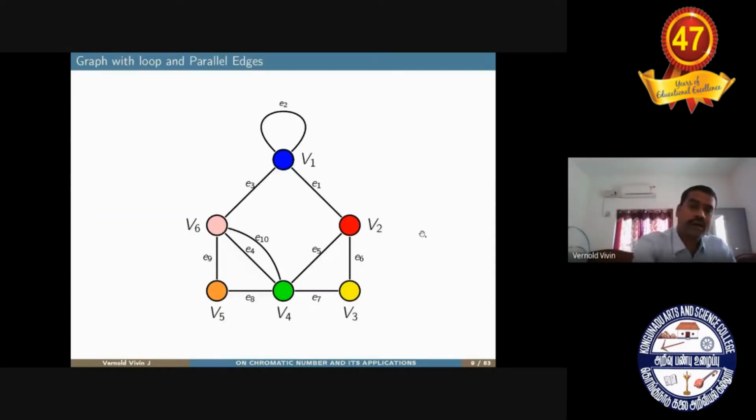So this is a graph with loops and parallel edges. As I have said, in this graph the vertex V1 has an edge that is connected to itself. That is called a self loop. And here the vertices V6 and V4 are connected by two edges. They are called parallel edges. We will not have these graphs. This graph is not simple, whereas our graphs are simple. That is, we don't have loops and parallel edges.